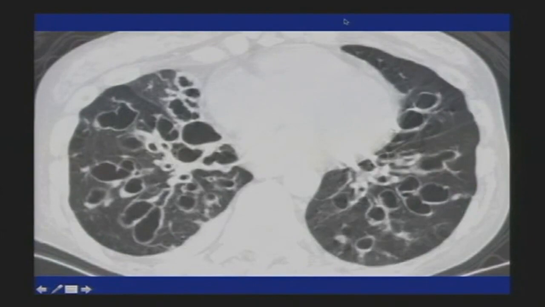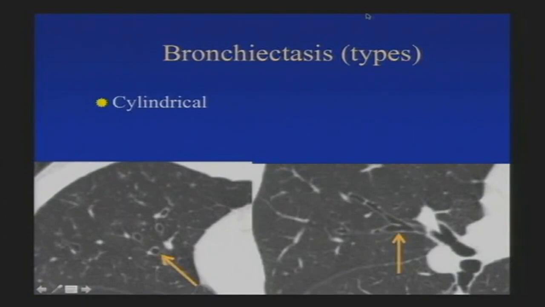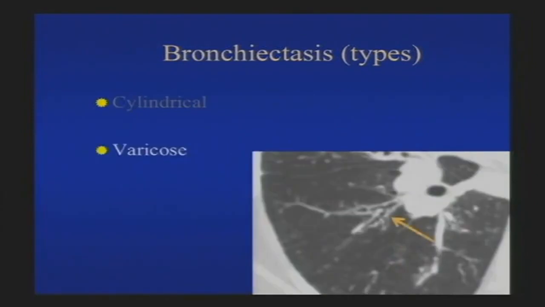There are several types of bronchiectasis, and this is an order from mild and relatively short duration of abnormalities to very severe and very long-standing. So cylindrical is a mild dilatation of the airways, maybe a little bit of thickening, but not too bad. Varicose is where the airways start to get more enlarged and start to have these kind of strictures intermixed with areas of dilatation. So this is a bit more chronic and a bit more severe.